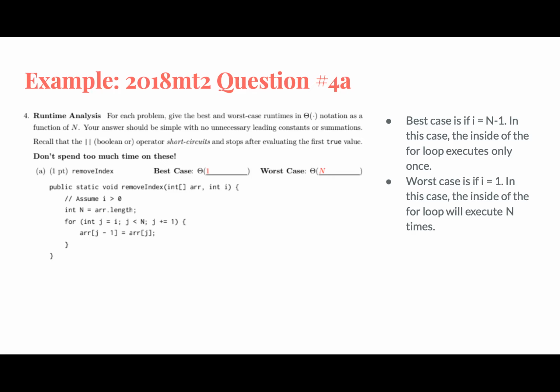And as you can see here, it's going to be denoted by theta. And worst case is if i is equal to 1, right? That's the smallest number we can input for i. And in this case, the inside of the for loop will execute n times or n minus 1 times. It's pretty much the same thing in this case. So then worst case is going to be linear time, theta of n.